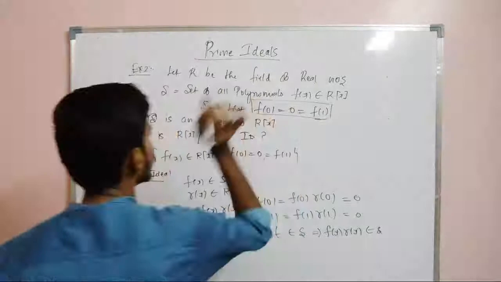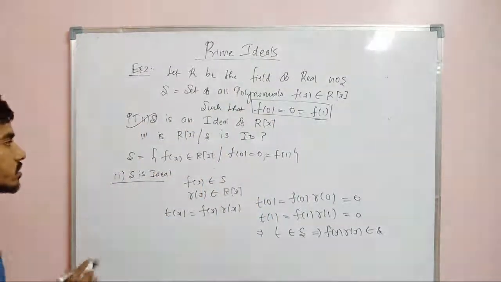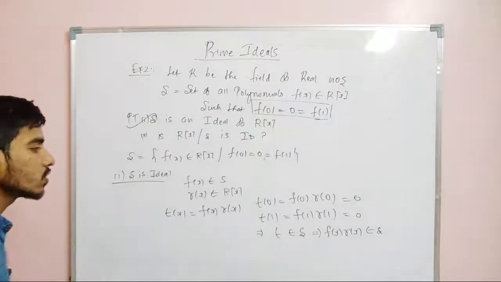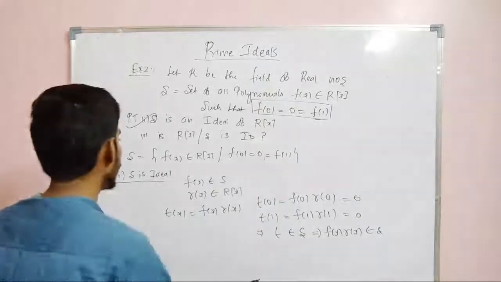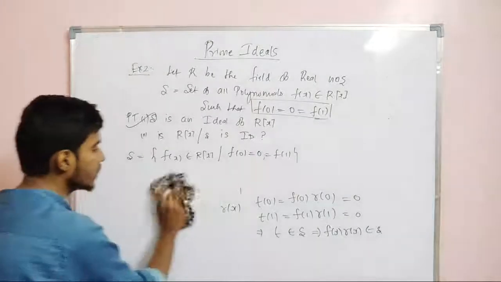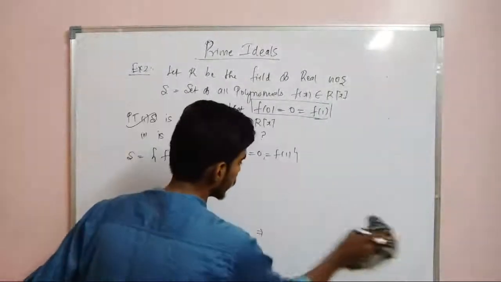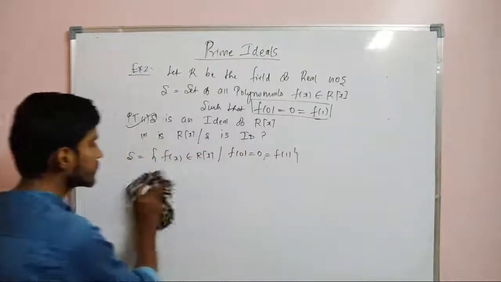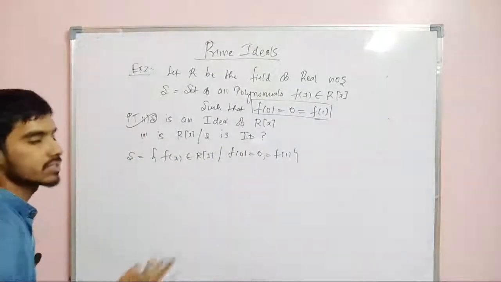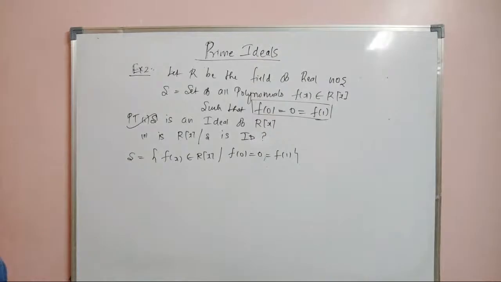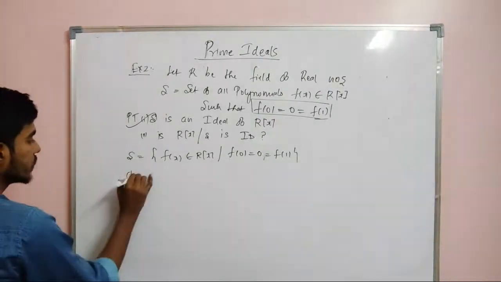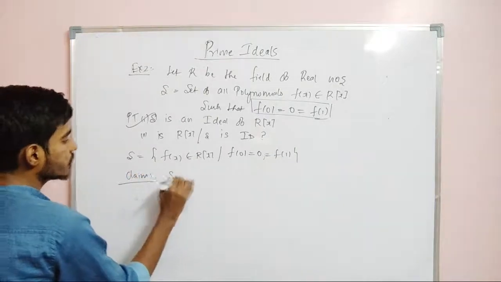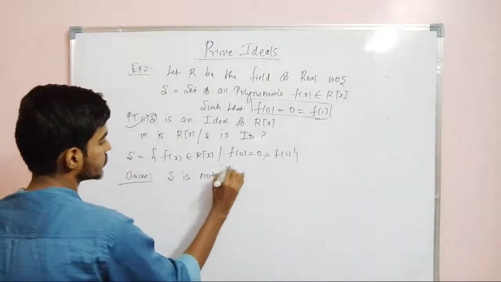ideal. Now we need to show is Rx by S is an integral domain. For that we need to check whether it's a prime ideal or not. If it is a prime ideal, then this will be an integral domain. Suppose if it is not a prime ideal, this will not be an integral domain. So we will claim that S is not prime ideal.